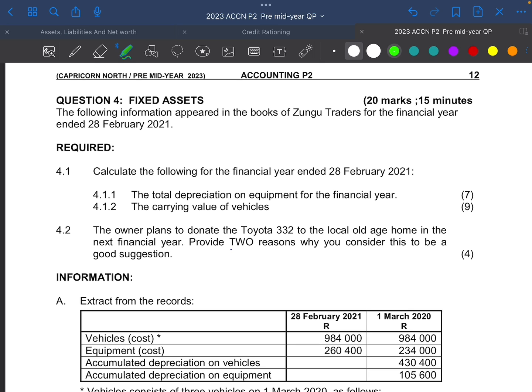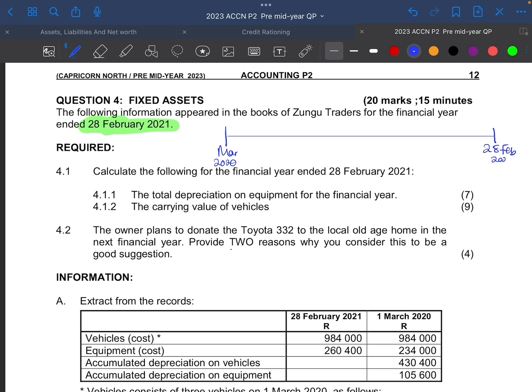So when we're dealing with fixed assets, it's really important that we focus on the year end date, because that's where we have to calculate depreciation using a timeline and all sorts of stuff. Okay, so the first thing that's great to do here is draw a timeline. So our year ends on the 28th of Feb, which means it began on the 1st of March 2020. Okay, so this is 2021.